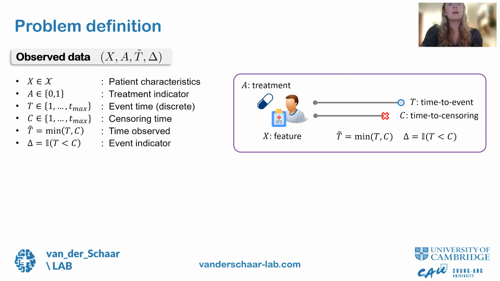Let me now quickly go into the problem definition and how it's set up. Again, we have patient characteristics X at baseline and a treatment indicator at baseline, which we denote by A. And then there are discrete event and censoring times. However, only the smaller of the event and the censoring time is observed. So if someone is censored before the event occurs, we only observe the censoring time. And then there's an event indicator delta, which says whether what we have observed was an event or censoring.